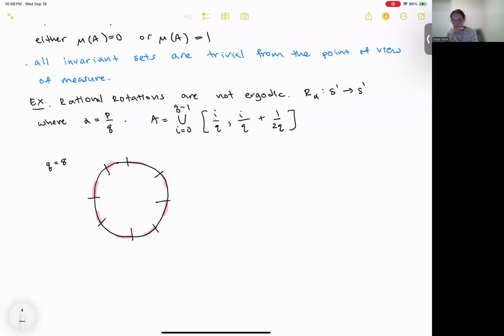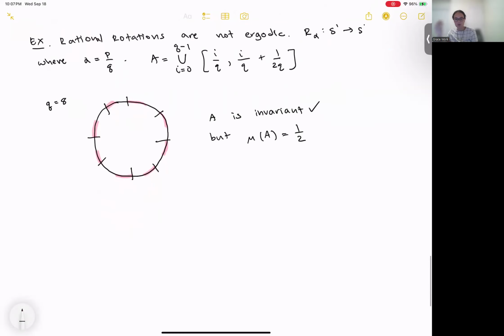And so if we're looking at this rational rotation around here, our set A is going to be invariant under a rational rotation. But when we consider the measure of this set, I'm adding up all of these shaded lengths, and what we're going to get is that the measure of this set is actually equal to 1/2. So we have a set that is invariant, but when we take the measure, we're getting something that is not 0 or 1. Therefore, our rational rotation cannot be ergodic.